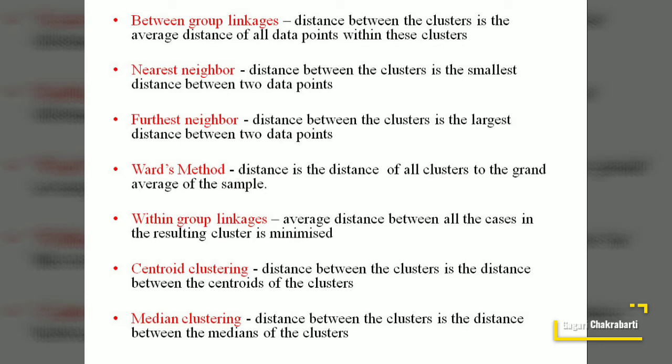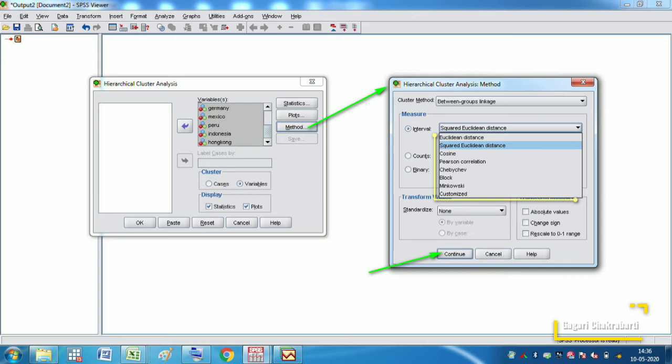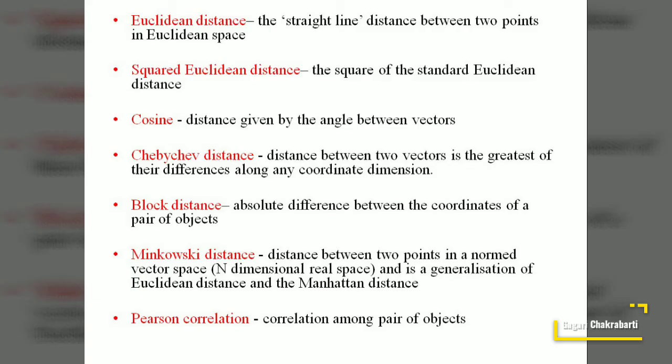We shall be using the between group linkage method, where the distance between the clusters is the average distance of all data points within these. For members within a cluster, this distance is minimum, and for members that belong to different clusters, this distance is maximum. Similarly, there are different methods for estimating the distance, and we are using the squared Euclidean distance.